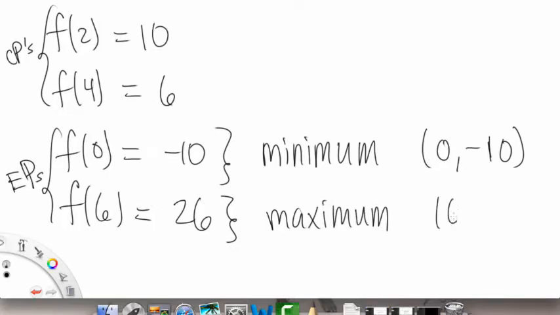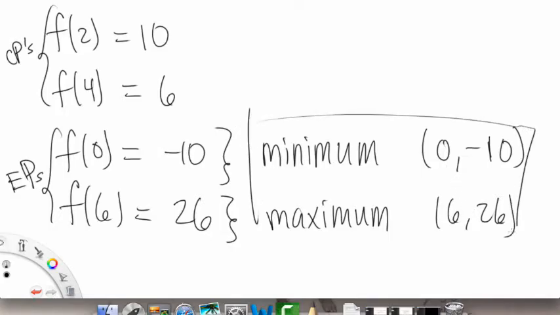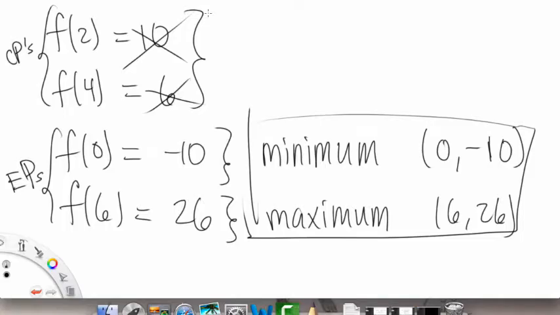And this point is actually 6, 26. Okay, so that's basically it. These other two values, they tried, but they actually didn't prevail in the end. They weren't minimum or maximum. Okay. All right, so that's it for that problem.